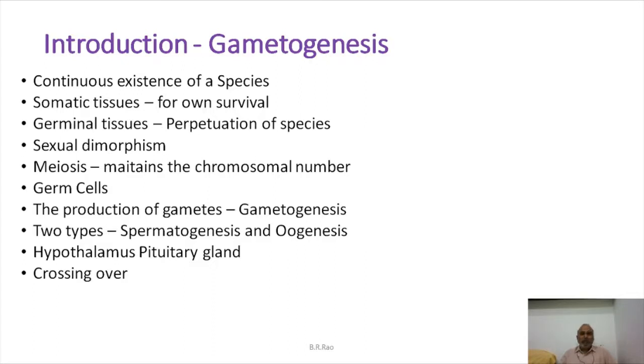What is gametogenesis? Gametogenesis is nothing but gamete genesis, production of gametes. There are two types of gametes, as I mentioned. Males produce gametes called sperms and females produce the gametes called ova. Hence, gametogenesis can be studied under two headings. Production of sperms, that is called spermatogenesis. Production of ova, that is called oogenesis.